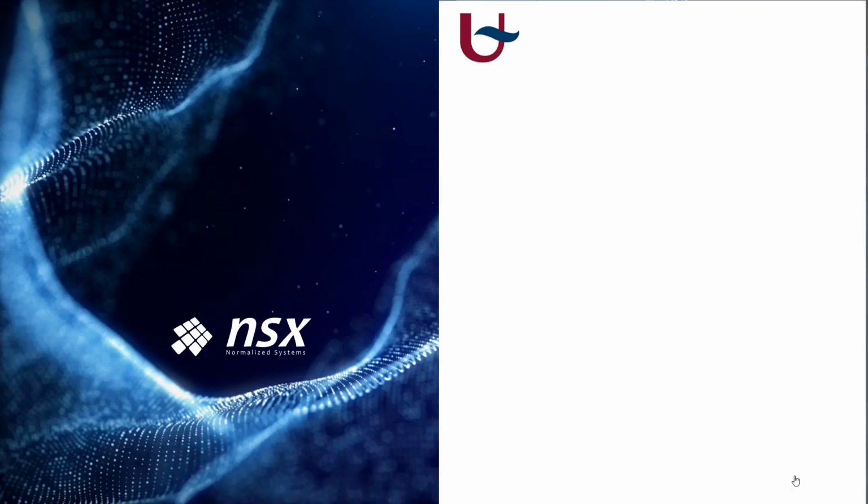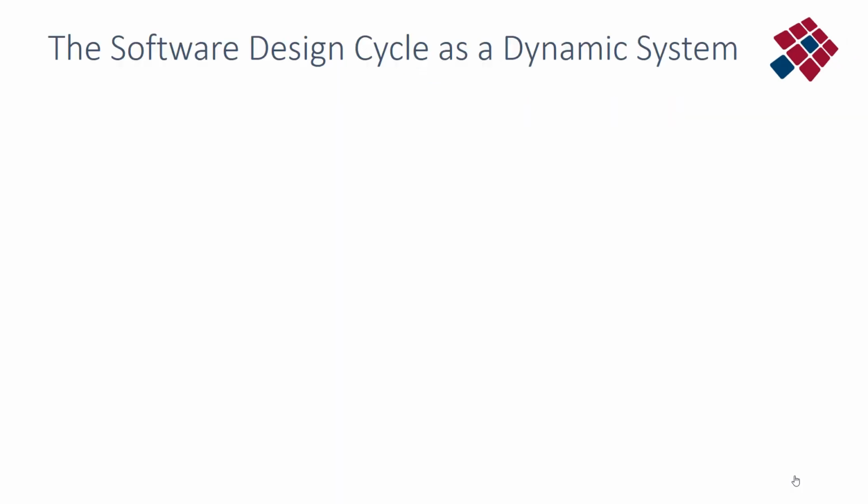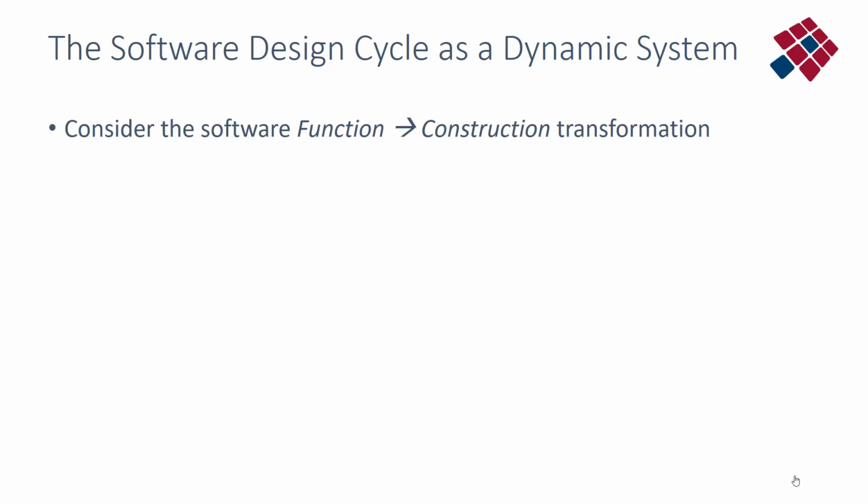My name is Herwig Mannaert, and in this second part we derive and interpret design theorems which are required to obtain software without dynamic instabilities. Now, we have seen in the first part that we can treat a design cycle, and also a software design cycle, as a dynamic system.